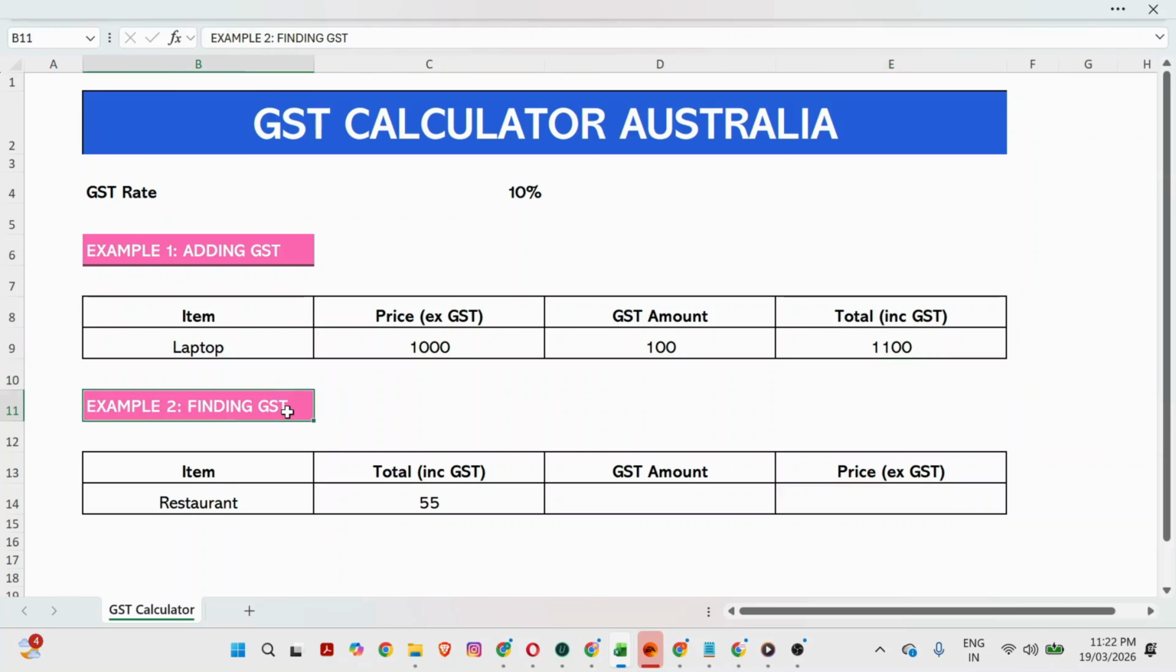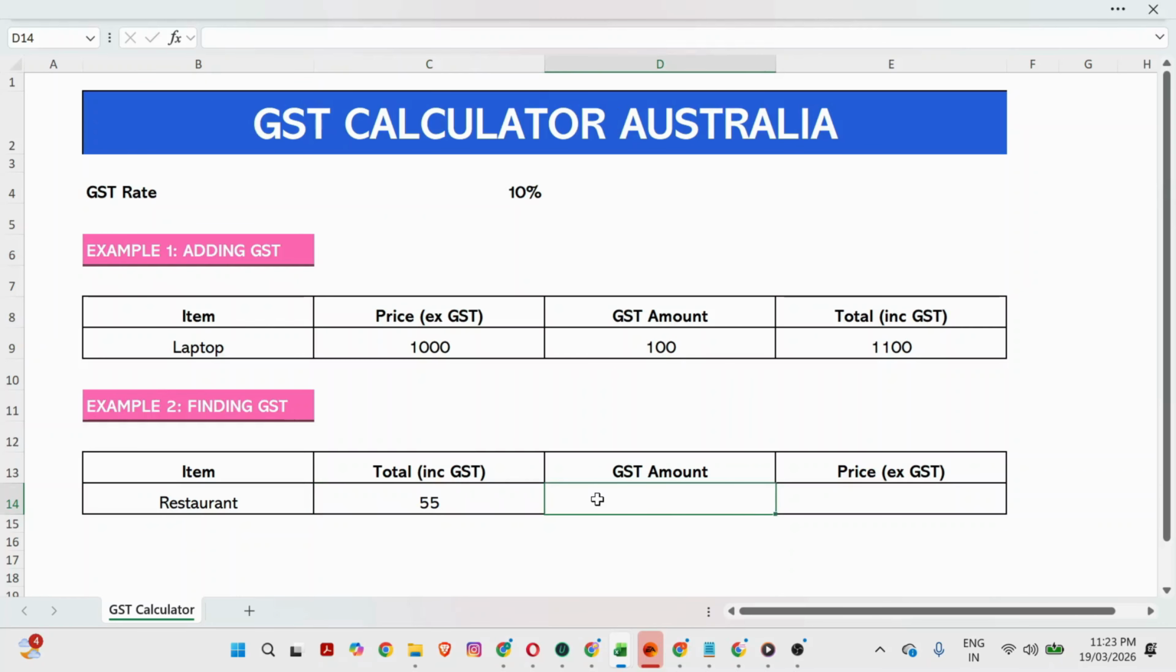Example 2. Finding GST from the total. Now, what if you have the total including GST and want to find the GST amount? Restaurant, $55. In Australia, GST is 1/11th of the total price.